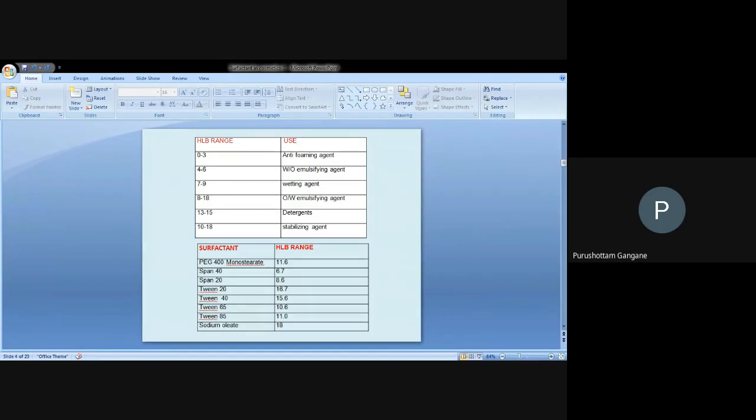So 0 to 9 are considered under which category, lipophilic or hydrophilic? Anybody, immediately. If the HLB value is 0 to 9, then what does it indicate? Yes, Pranjal Deshmukh, unmute yourself.